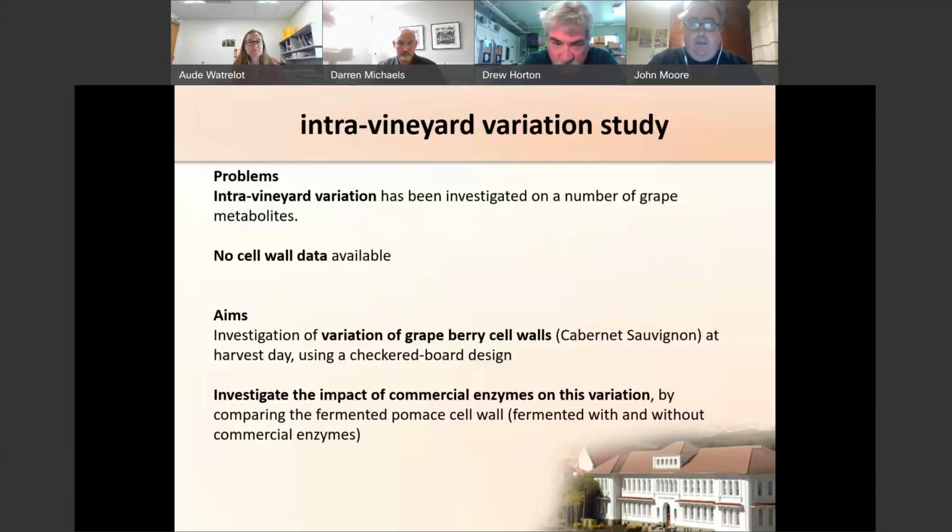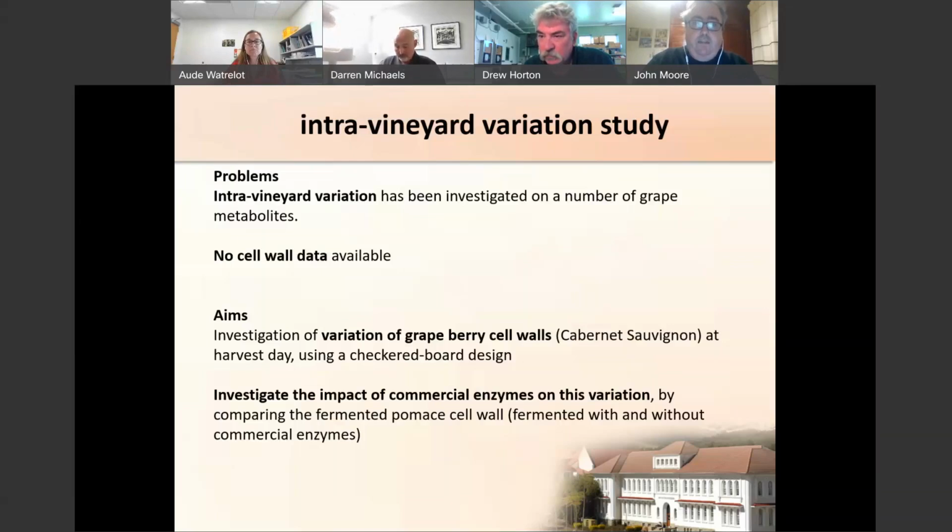The second focus of the study was looking at intra-vineyard variation. So we were interested in the fact that vineyards, our Cabernet Sauvignon vineyard, and the block that we were using to do our studies had variability. And we wanted to know how much variability is in the cell walls in those different grapes in the vineyard. And we have no cell wall data available on panel level variability within a grape, within a vineyard.